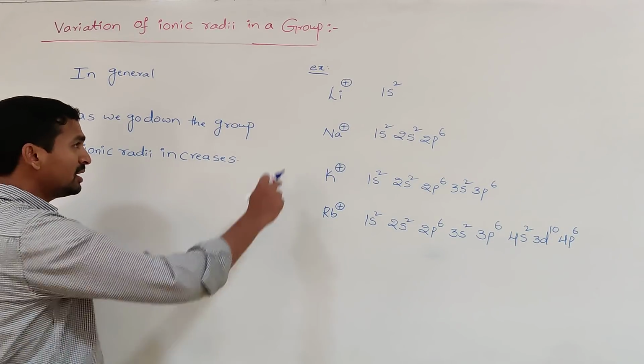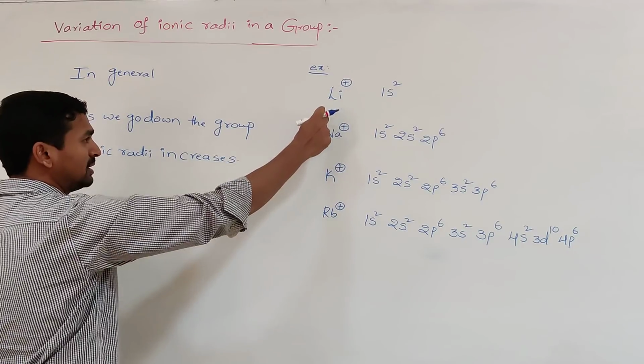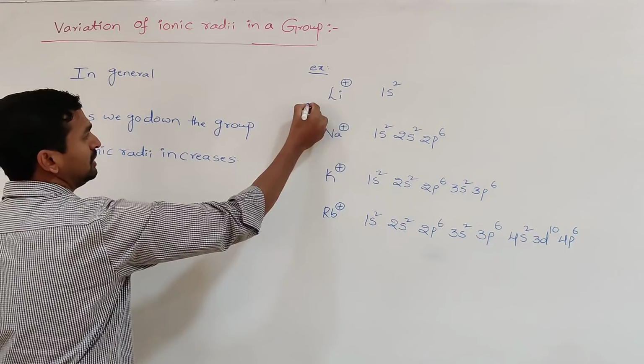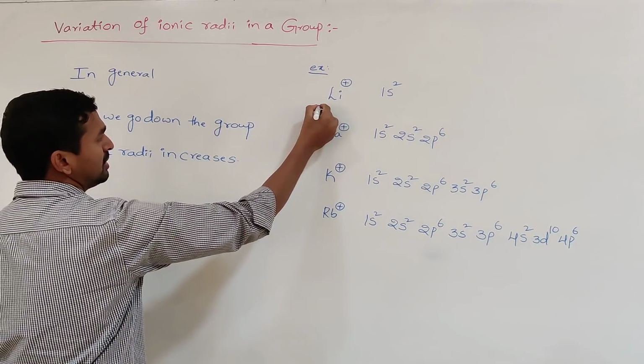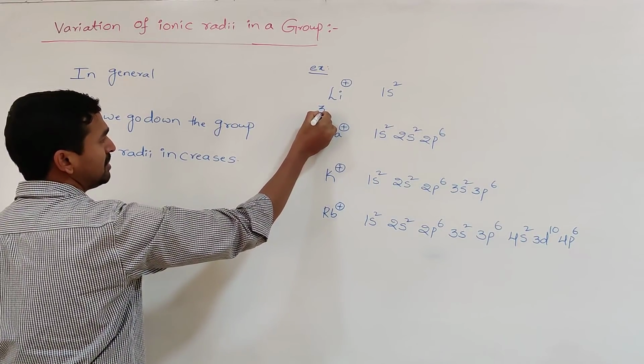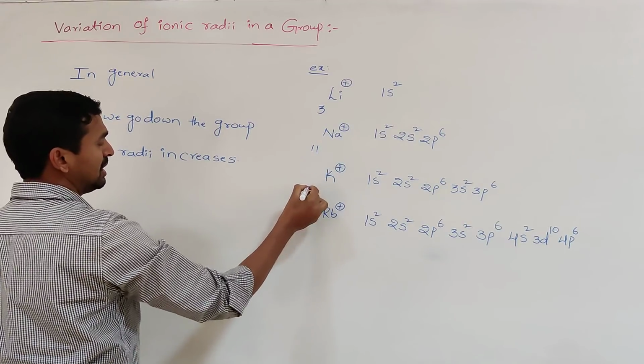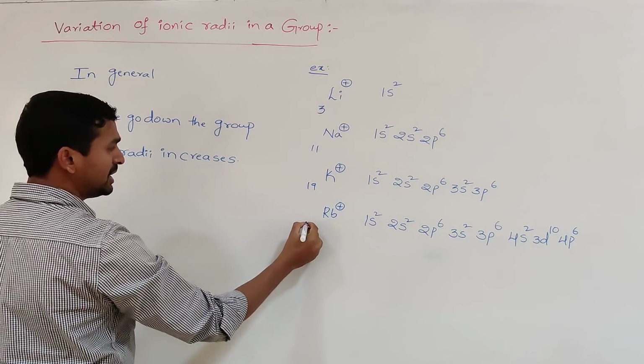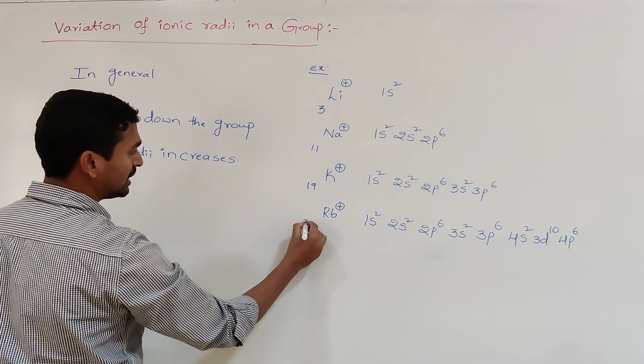Now, as we move from lithium to sodium, sodium to potassium, potassium to rubidium, in all the cases the positive charge remains the same. Lithium is 3, sodium is 11, potassium is 19, rubidium is 37.